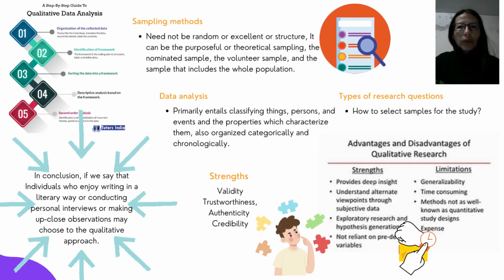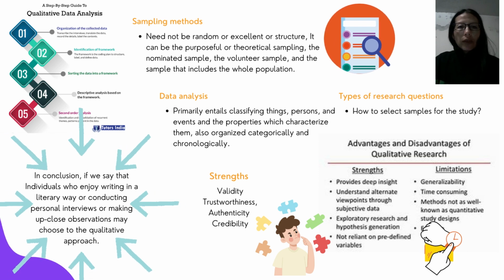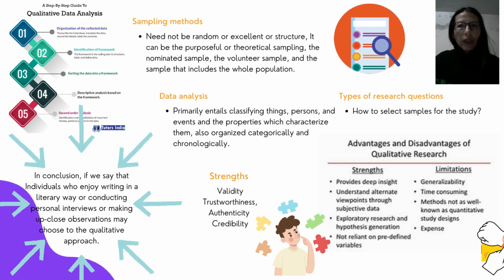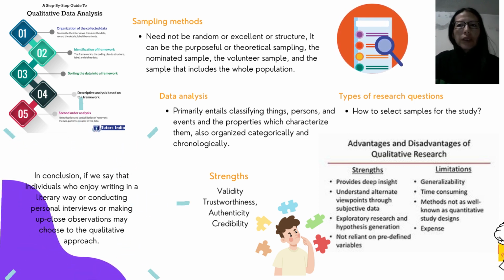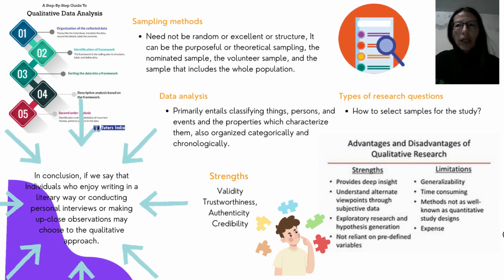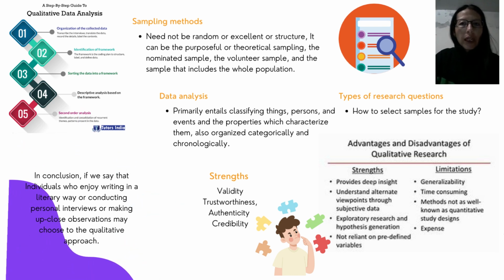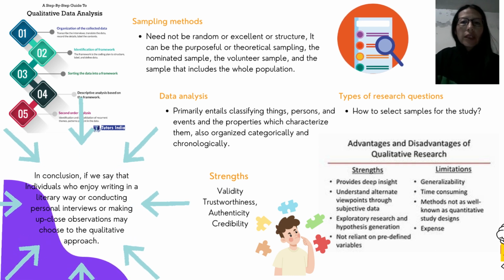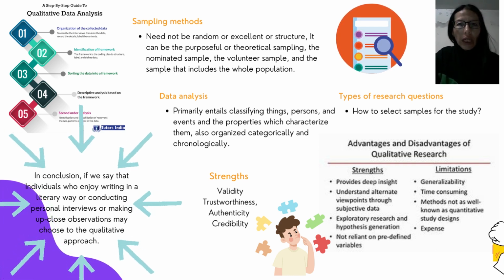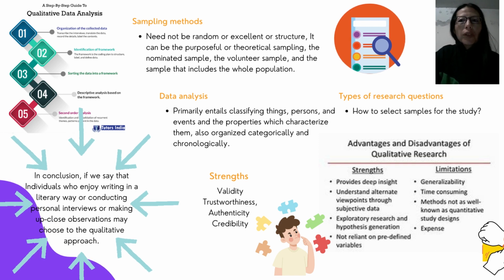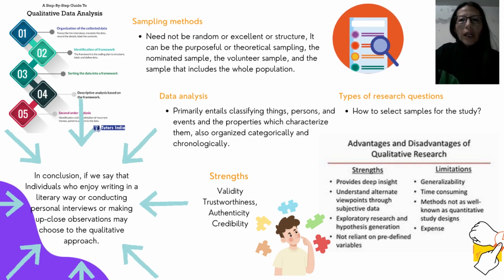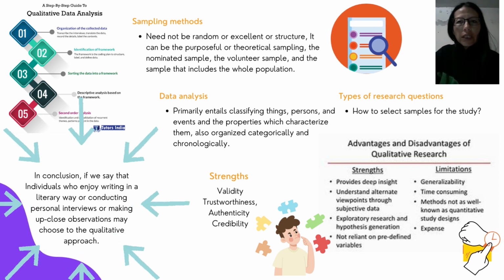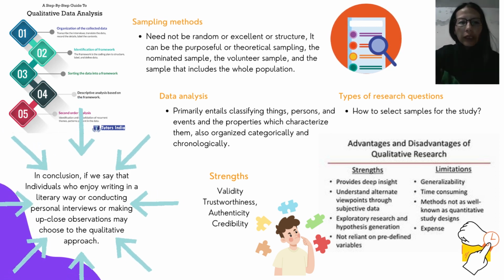It can be purposive sampling, theoretical sampling, the nominated sample, the volunteer sample, and the sample that includes the whole population. The research question is how to select a sample for the study, and the data analysis primarily involves classifying persons and events of the prospect with characteristics. And the principal strengths are validity, thoroughness, authenticity, and creativity.